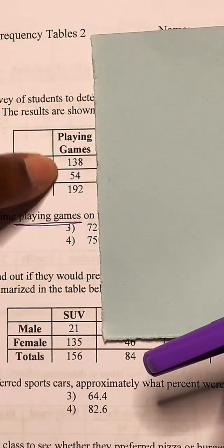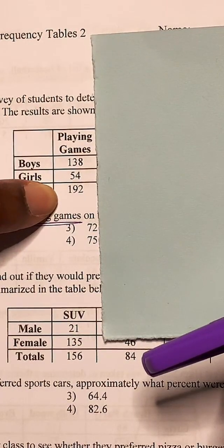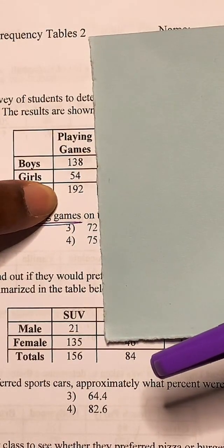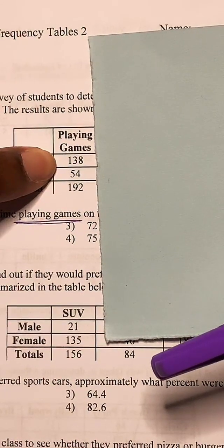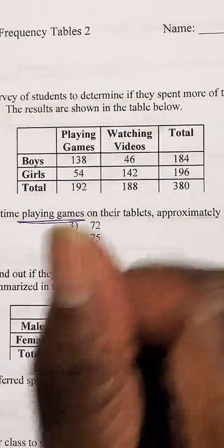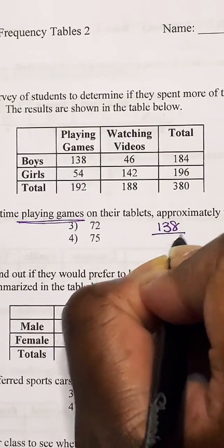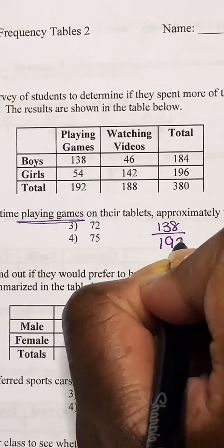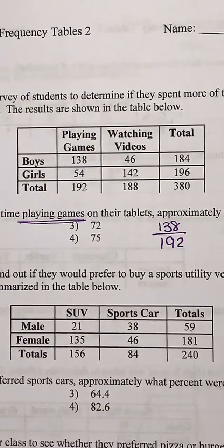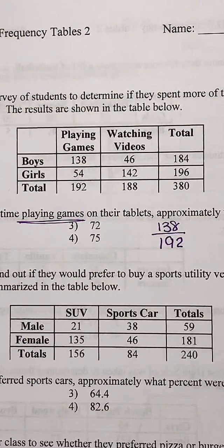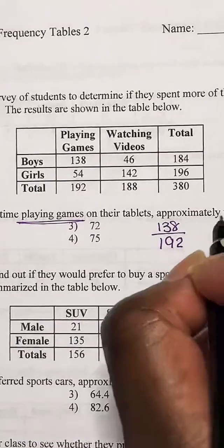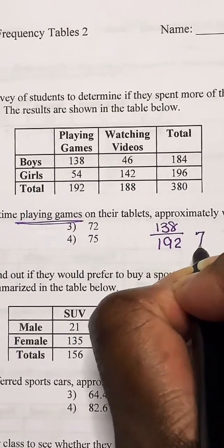So the total number of students playing games is 192. But what's the percentage of them that are boys, which is 138? So we're looking at 138 over 192. A couple of you already told me, I think it was Candy Girl and Bridget, that it is 72%.